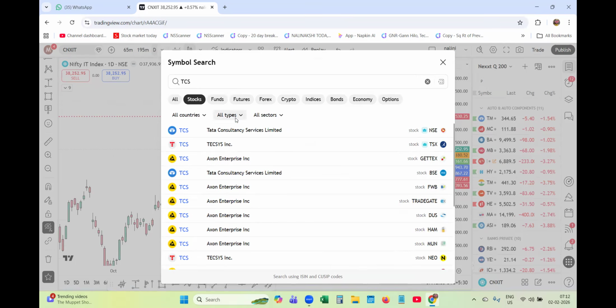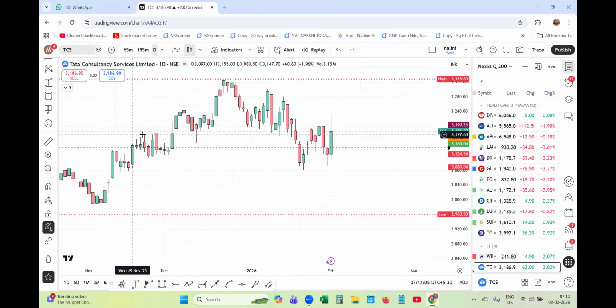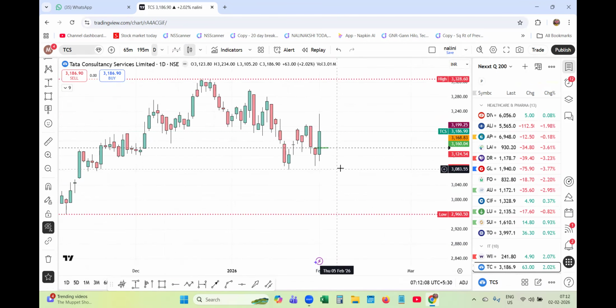out of which you can consider a few stocks for trade, like TCS, Tata Consultancy Services. You can see TCS on a daily basis. It has gone above this range yesterday and closed near this range. So there is every possibility TCS can move higher to the next level. So we can consider TCS.